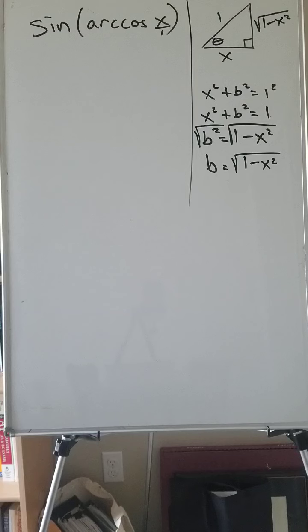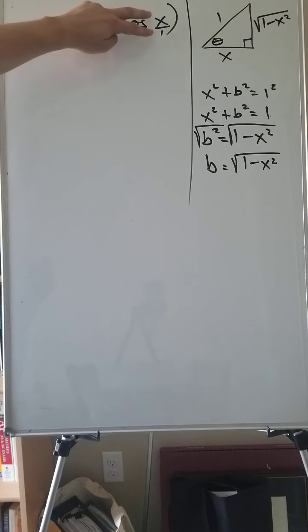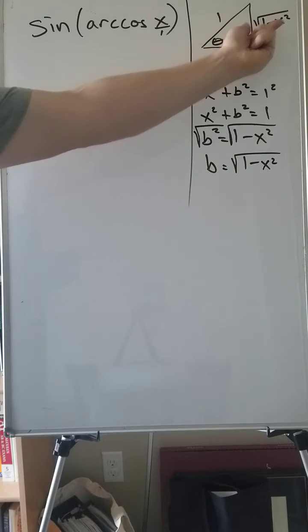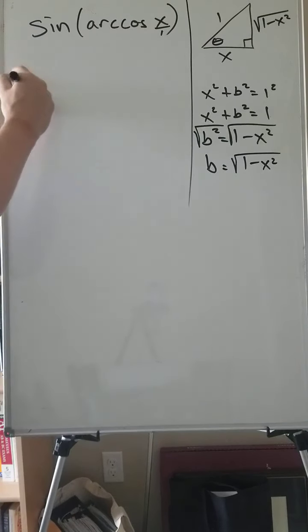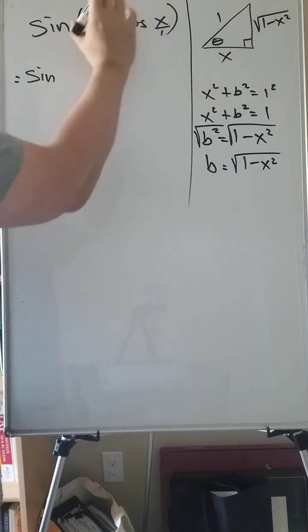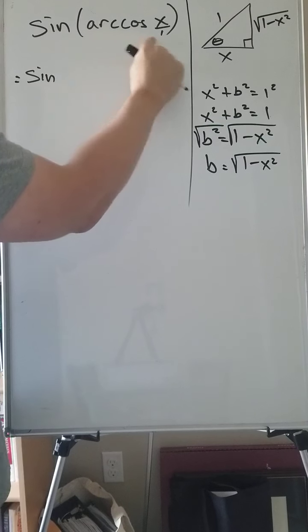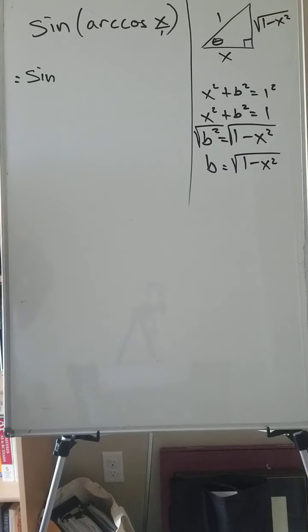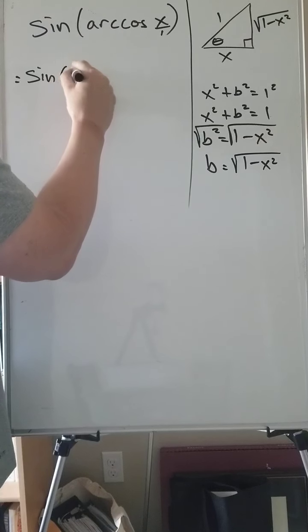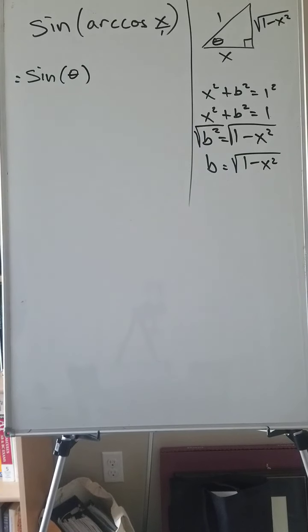So we've drawn the triangle. We labeled it according to adjacent over hypotenuse here, adjacent over hypotenuse. We use the Pythagorean theorem to find the missing side length. So what I'm really asking in this problem is, well, what's the sine of this expression? But this expression, an inverse trig function, represents an angle. Well, we called that angle theta, so what they're really asking me is, well, what's the sine of theta?